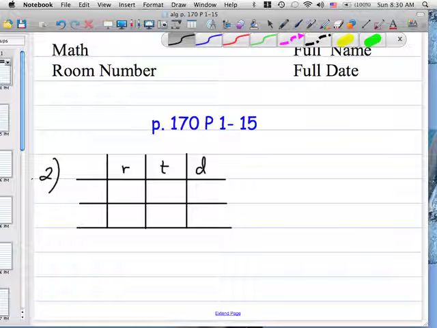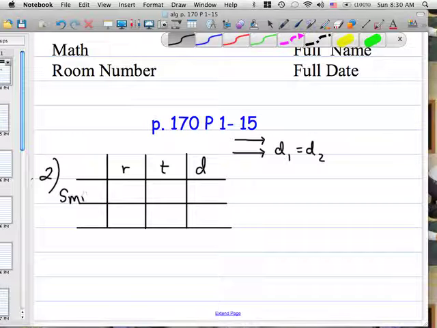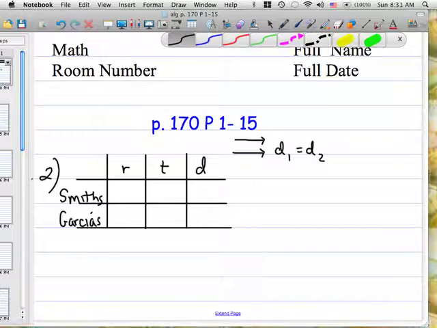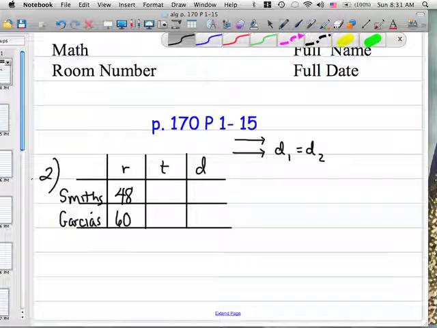So we draw a picture of what's happening. They're both leaving the campground. They're both traveling the same distance. So distance 1 is going to equal distance 2. Labeling the rows, we have the Smiths moving and the Garcias. They say that the Smiths left the campground traveling at 48 miles per hour, so we put 48 here. And the Garcias followed the same route, and they're driving 60 miles per hour, so that's their rate.